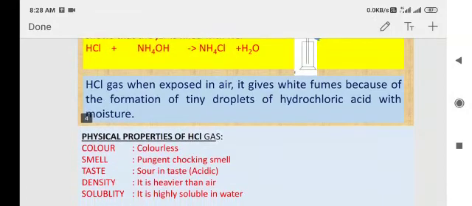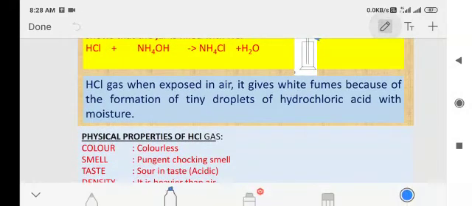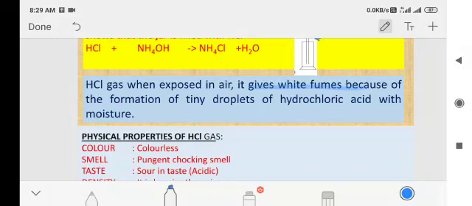Then another point is, suppose you expose HCl gas in air, it gives white fumes. It gives white fumes because of the formation of tiny droplets of hydrochloric acid. Sometimes during examination they may raise a question like this: why is HCl called a fuming acid? Then you will say, when it is exposed in air, it comes in contact with the moisture. As a result, it gives white fumes. Hence, HCl gas is called a fuming acid. So please remember this point also.